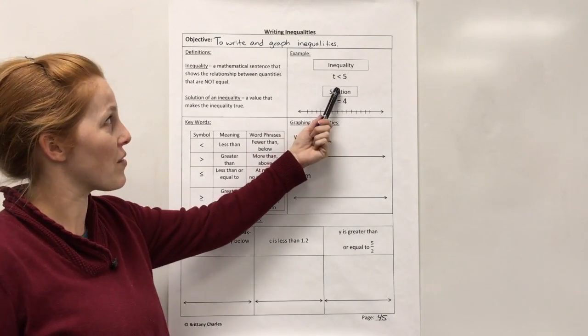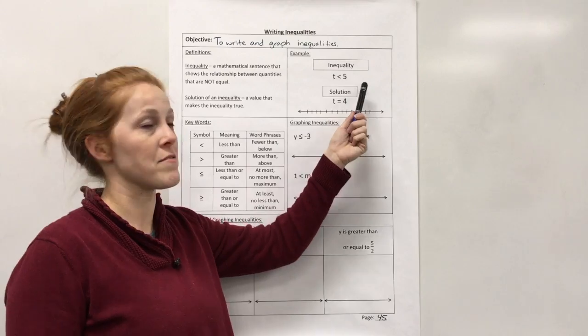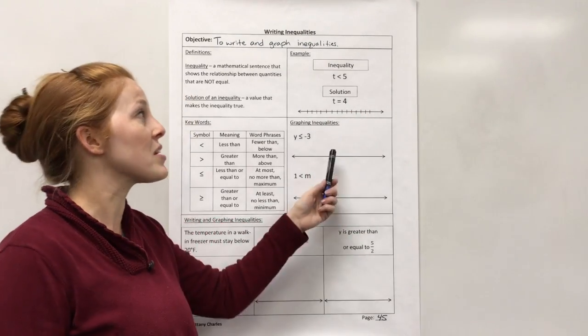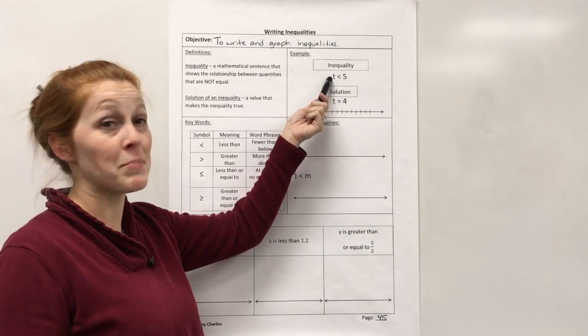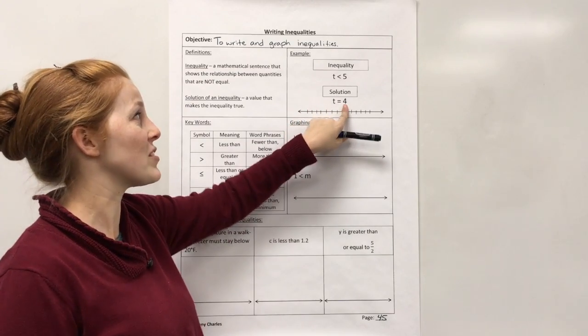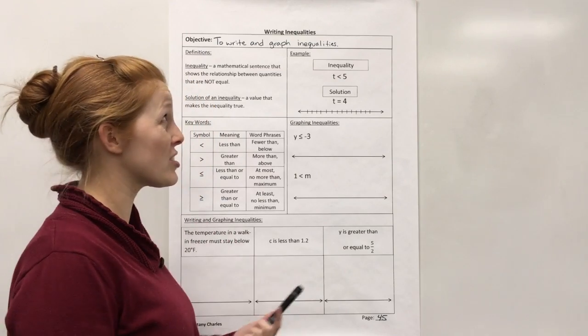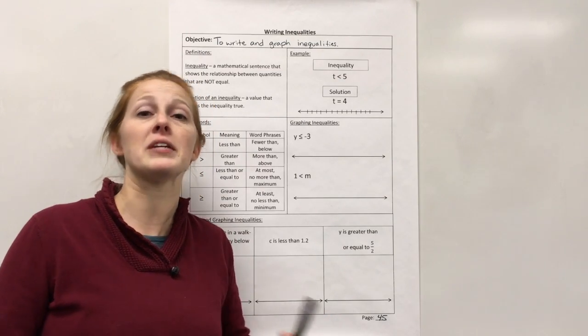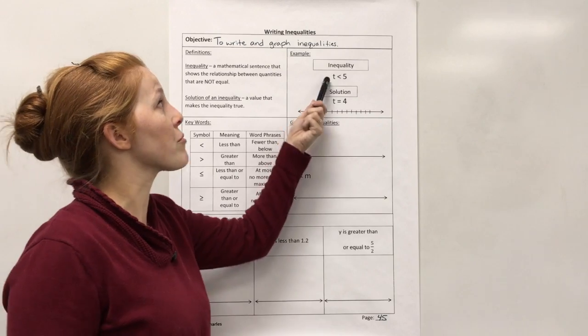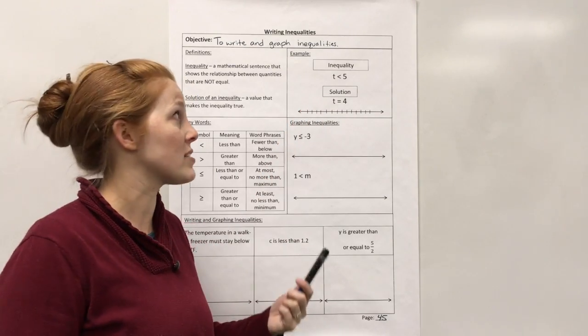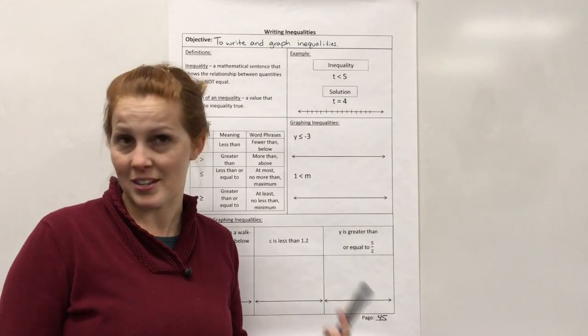So for example, right here I have t is less than 5. A solution would be something I could plug in for t and it be less than 5. One example of a solution is 4. 4 is less than 5. Now just like with expressions, inequalities can have many solutions. So I could plug in a 3 here. 3 is less than 5. 1 is less than 5. Negative 5 is less than 5.